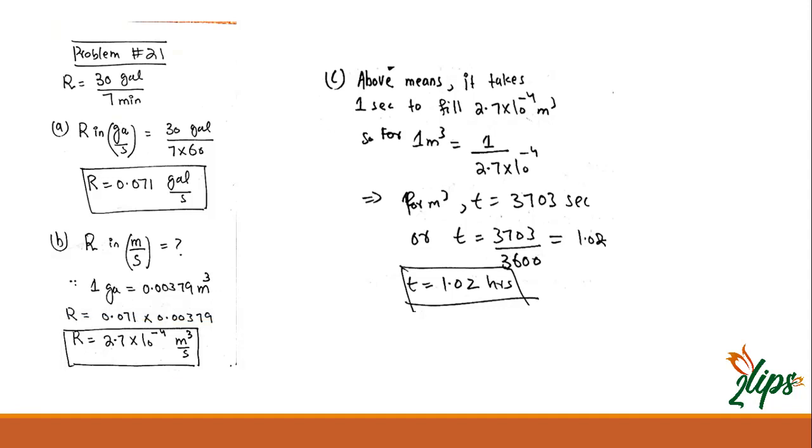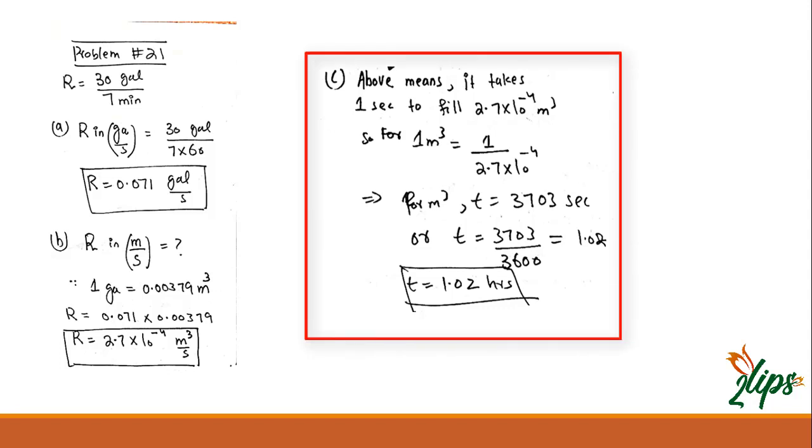So time is equal to 3703 seconds. We need to convert it into hours. 1 hour is equal to 3600 seconds, so I can divide by 3600. This will give me 1.02 hours. So this is the time which it will take to fill 1 meter cube volume.